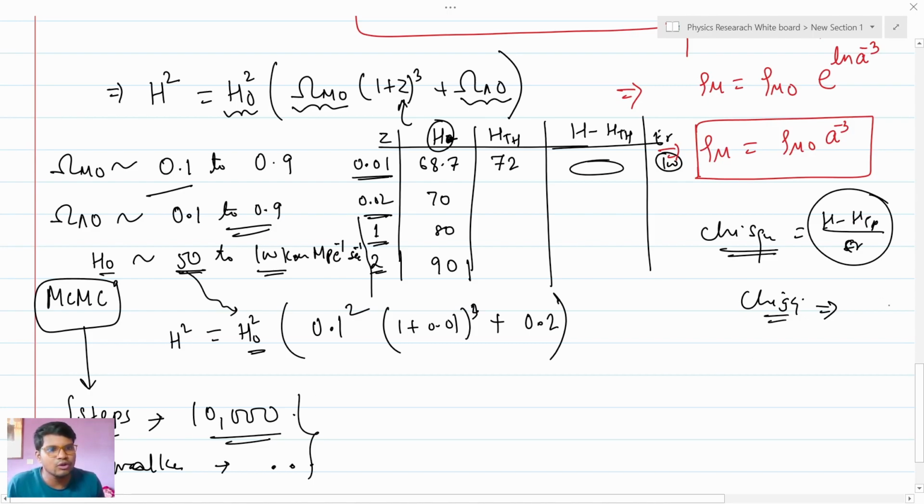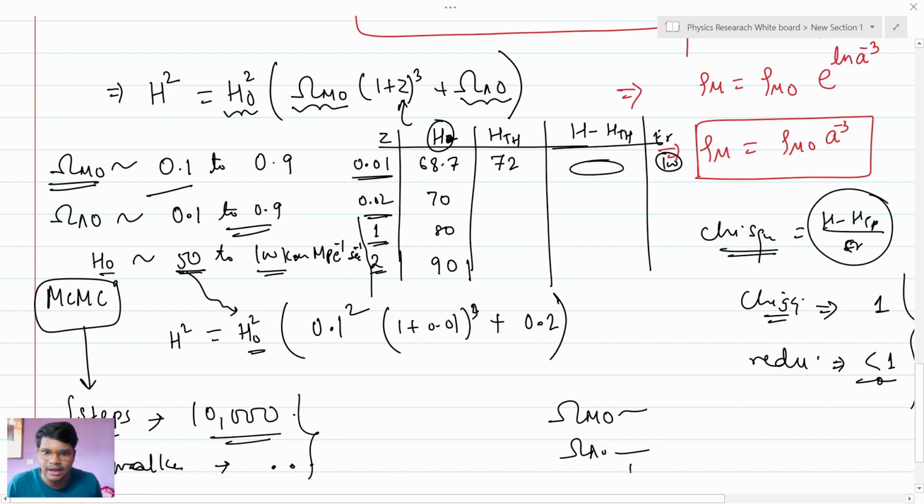So if your chi-square is coming out to be, let us say, 1, and reduced chi-square is, let's say, lesser than 1, then you will get the corresponding values of omega m0, omega lambda 0, and H0. Then you may say that this is the value that I am interested in, and this is the true value of H0. Correct. So what is the algorithm?